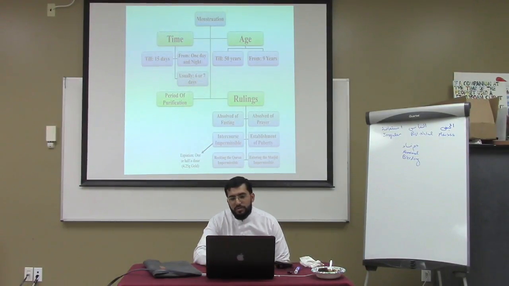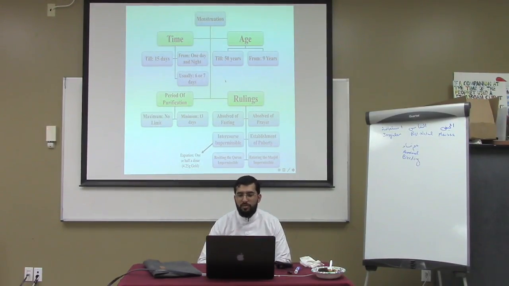Okay, so if a woman has her menses, she must have a minimum period of 13 days of purity before she has her next cycle again. So if the bleeding occurs again within those 13 days? Then it's considered irregular bleeding. You said 13 days? 13 days, yes. And the maximum limit is that there is no upper limit.